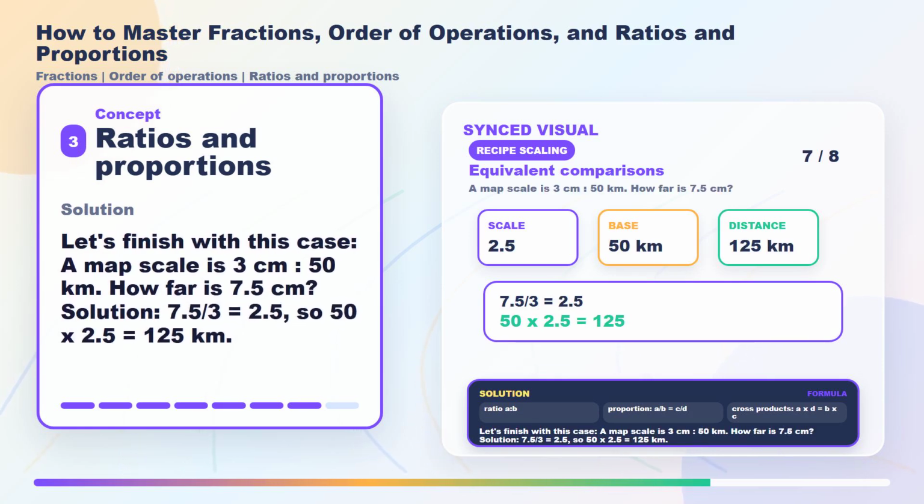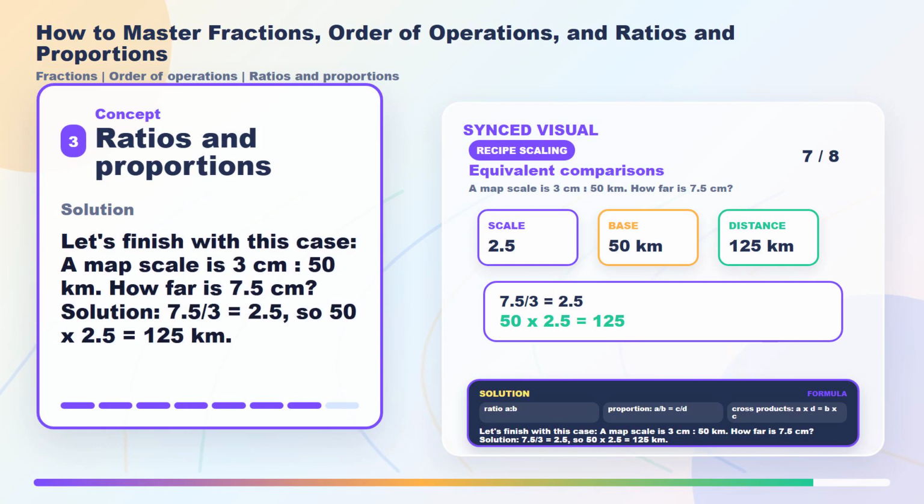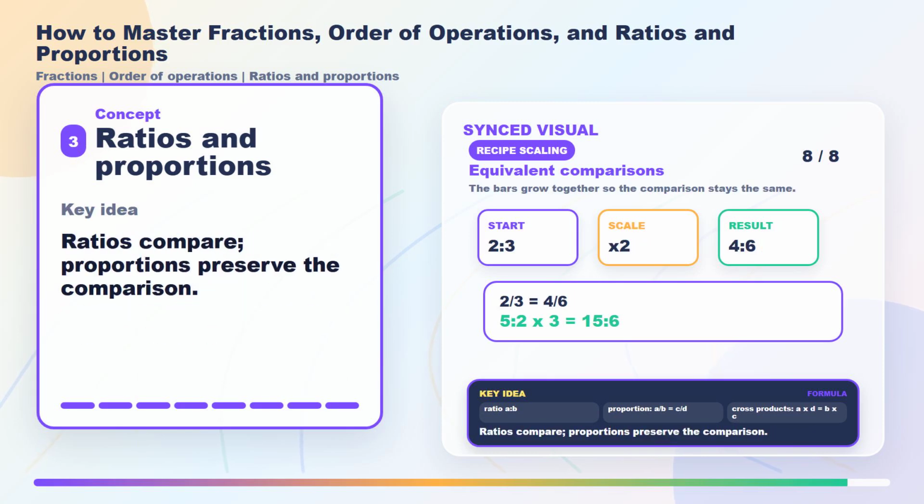Let's finish the set with this case. A map scale is 3 cm to 50 km. How far is 7.5 cm? The solution is 7.5 over 3 equals 2.5, so 50 times 2.5 equals 125 km. This case checks whether you can still use the model when the numbers are less friendly. Ratios stay fair when both parts scale together. Ratios compare, proportions preserve the comparison.